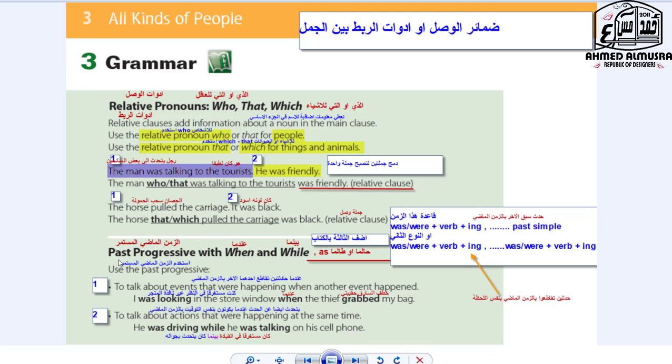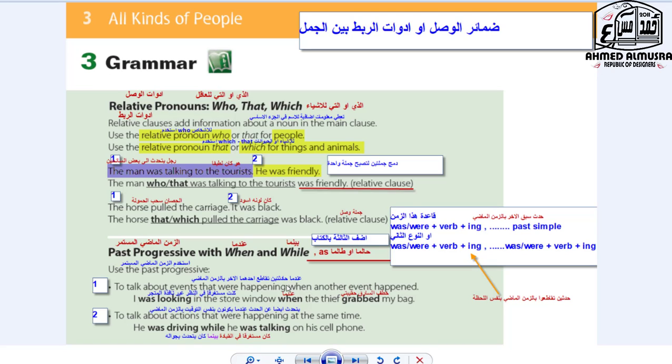Then we have something else, the past progressive tense with when, while, and as. So add this to your book; write it with a pencil. Actually, I have two situations also. Number 1, two events happening in the past, crossing each other. Okay, this is number 1.